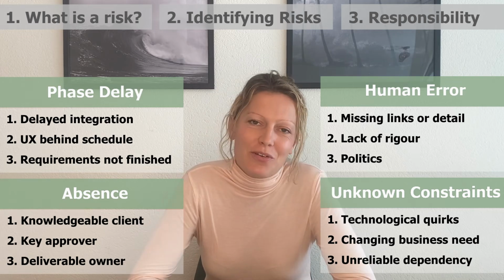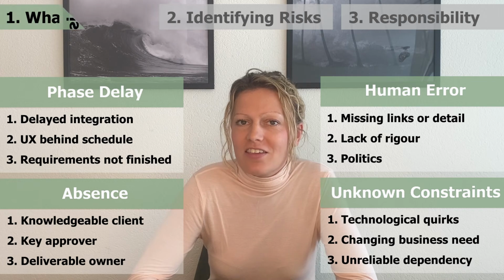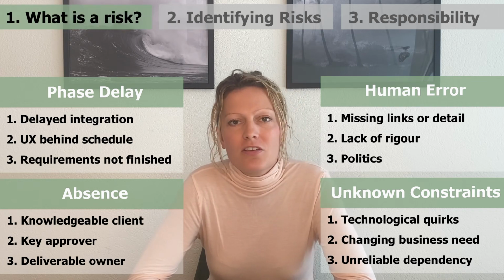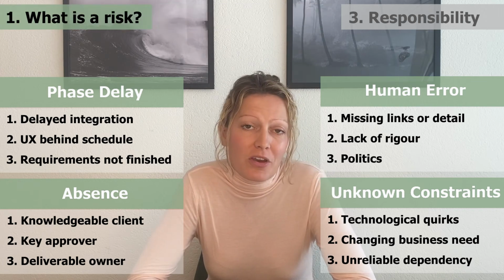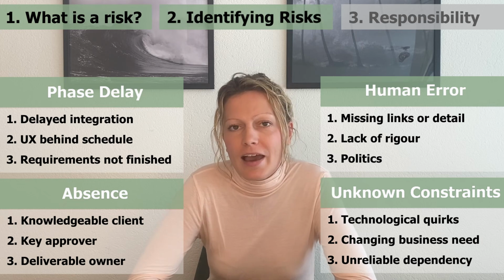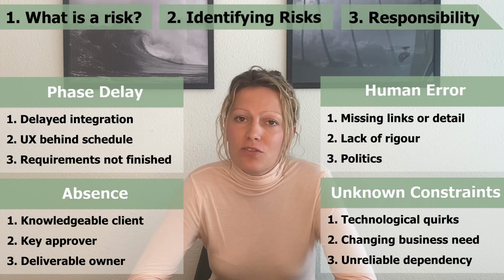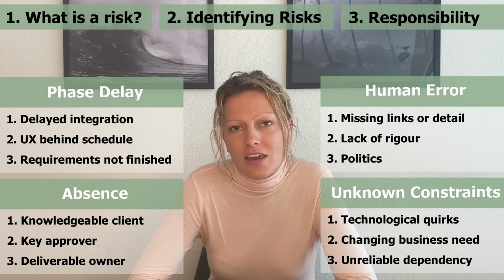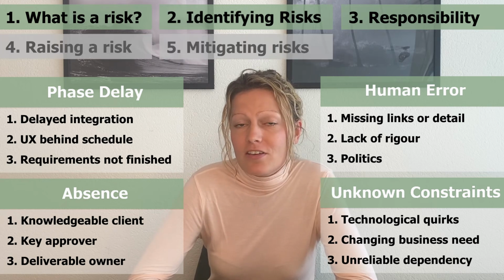So in summary, we've talked about what a risk is, and we've explored 4 different groups of risk. We've covered when risks might occur and how to identify them, and we're clear on whose responsibility it is to raise a risk. If you'd like to hear how to raise and to mitigate risks, then head on to part 2.